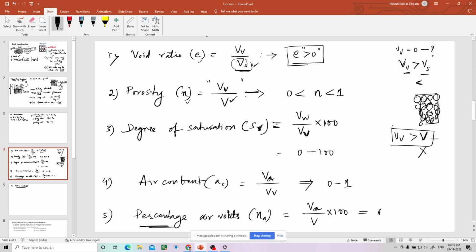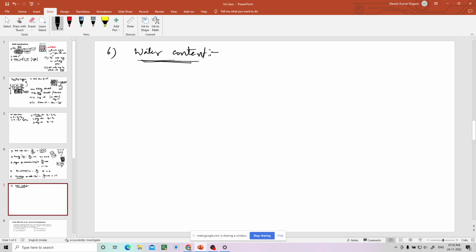Suppose instead of porosity, if you take void ratio, then you may take one meter cube soil instead of 5 meter cube. So everything will change. You have to remember this always. Right? Degree of saturation deals with only volume of voids. These may be simple, so coming to the water content, this is the major parameter in soil mechanics.